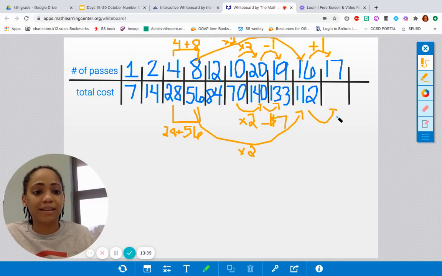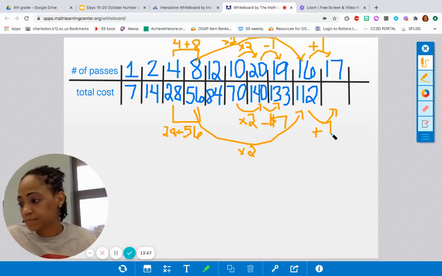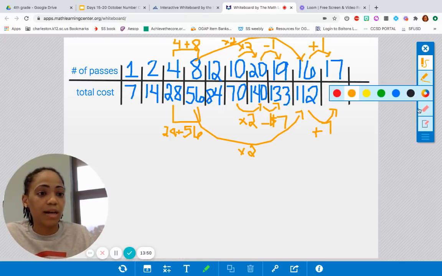Adding one pass, which means I'm adding how much money? Good, one pass is $7. So what is 112 plus 7? You got it, 119. You guys are rocking today.